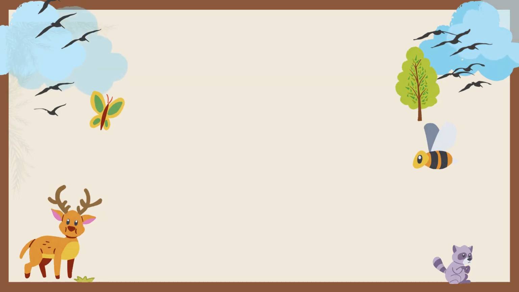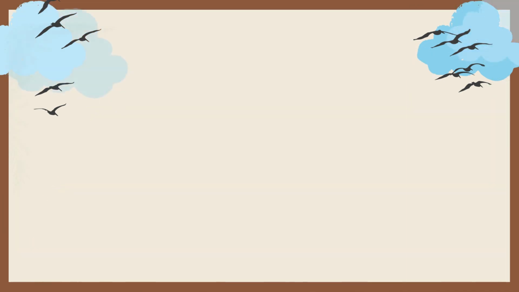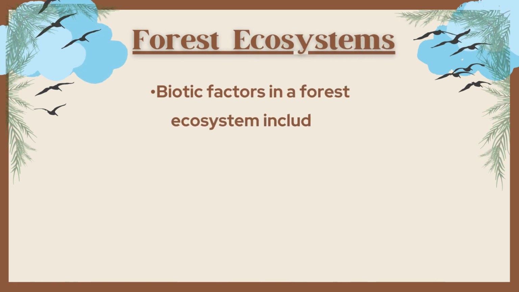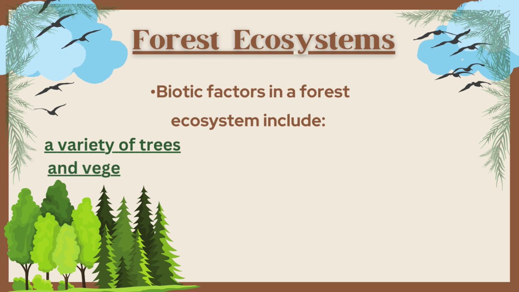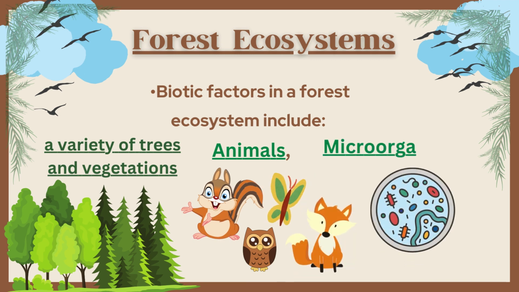Let's look at an example of a forest ecosystem. How do living and non-living things interact with each other? The biotic and abiotic factors of an ecosystem work together. Some examples of living or biotic factors we see include a variety of trees and vegetation, animals such as squirrel, owl, common blackbird, butterfly, fox, skunk, and many microorganisms.